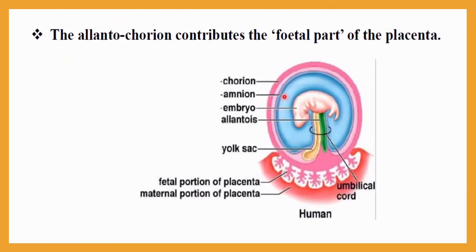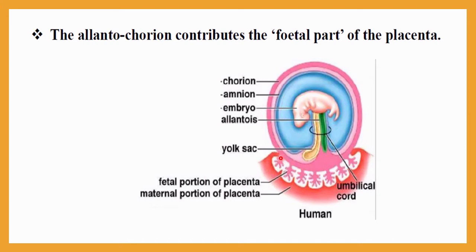Here in this diagram you can get a clear idea of what a placenta is. This is the placenta, made up of the maternal part and the fetal part. Here the allantochorion contributes the fetal part. Let me explain more. The outermost pinkish layer is the chorion, and it forms some finger-like projections towards the uterine wall. These projections developed from the chorion, and that's why they are called chorionic villi. Let me repeat.